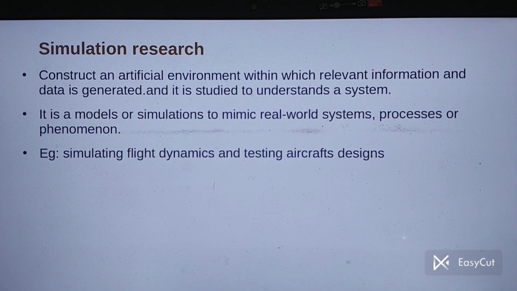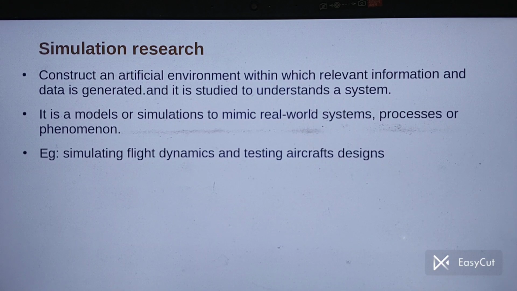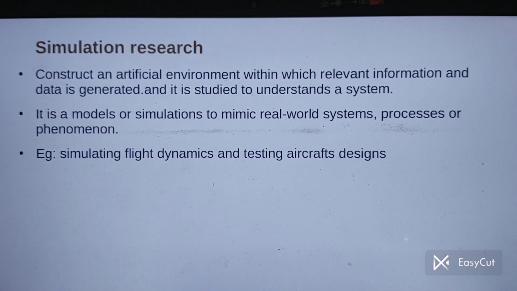Simulation research. In simulation research, a researcher constructs an artificial environment within which relevant information and data is generated and studied to understand the system. It gives the user a way to experience the situation without really experiencing it for real. Example, training astronauts in an artificial environment to survive in space. Simulating flight dynamics and testing aircraft designs.